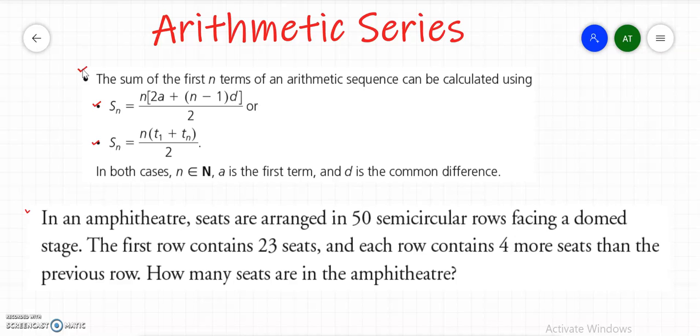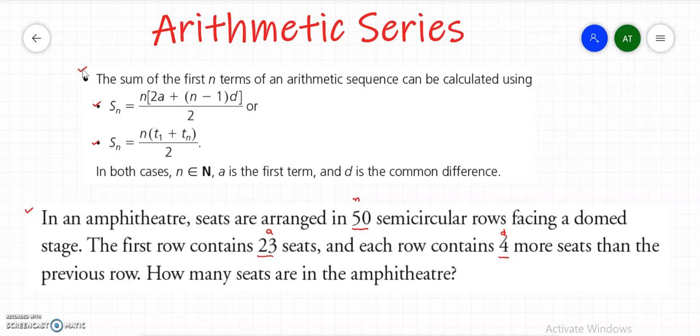Let's do an example. In an amphitheater, seats are arranged in 50 semicircular rows. So the total number of rows is 50. So we can say that the n value is 50. Facing a doom stage, the first row contained 23 seats. So the total seats in the first row is 23. That is the A value. And each row contained 4 more seats than the previous row. So that means the D value is 4. The difference between each row is 4 more seats.